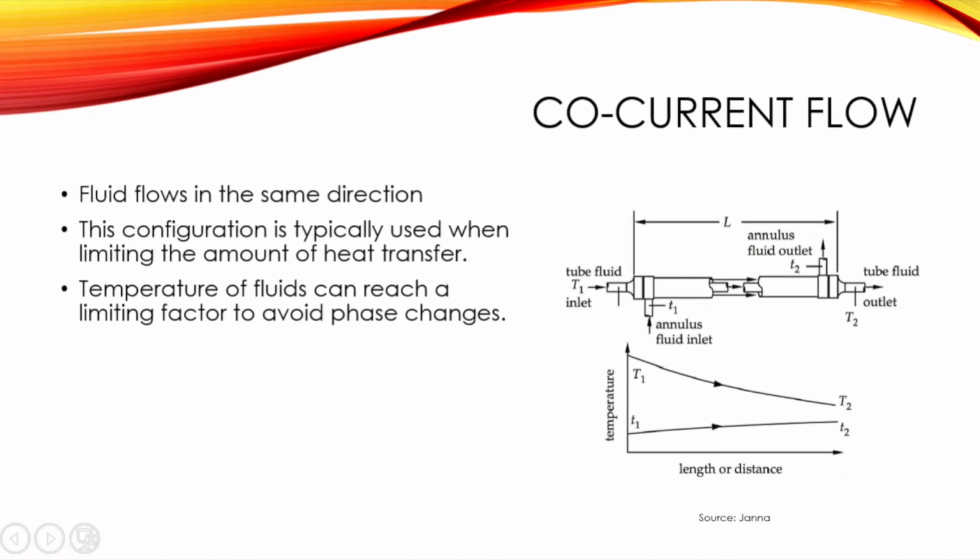What is co-current flow? Co-current flow, also known as parallel flow, is a configuration where both fluids are flowing the same direction through the heat exchanger. This configuration is useful when a limiting temperature is desired. Because the fluids flow in the same direction, the outlet temperature of the hot fluid can never be lower than the outlet temperature of the cold fluid, and vice versa. This is ideal when one is trying to avoid a phase change through the exchanger.